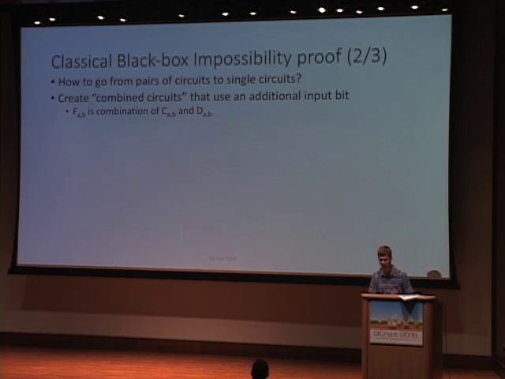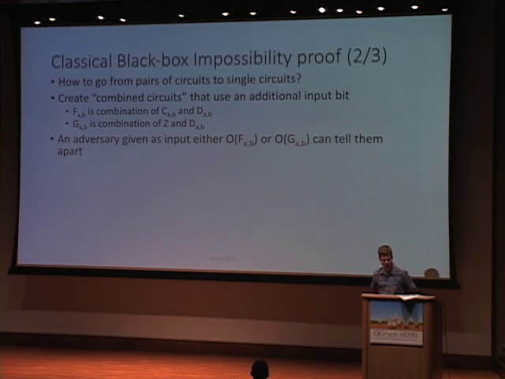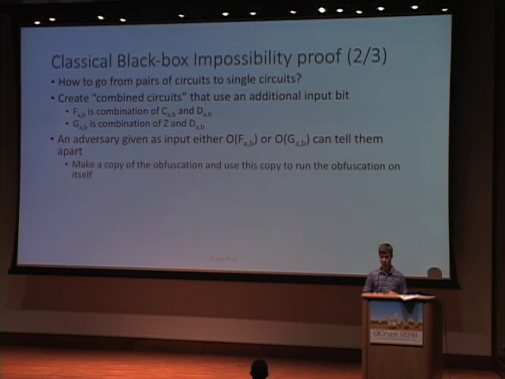So let's let F be the combination of C and D. And let's let G be the combination of Z and D. Now, an adversary given as input either the obfuscation of F or the obfuscation of G would like to tell them apart, and it'd like to do so by doing the obvious thing. It's going to make a copy of the obfuscation, and run the obfuscation on itself. Well, here's the problem.